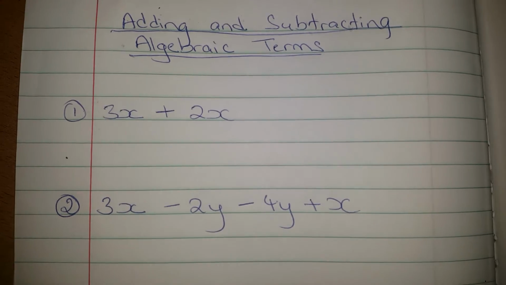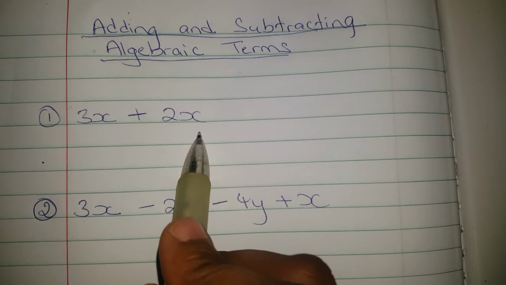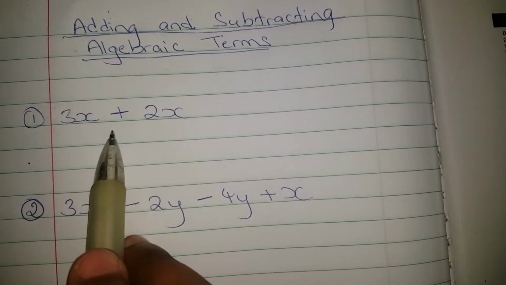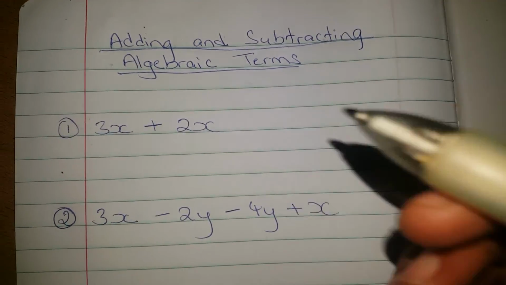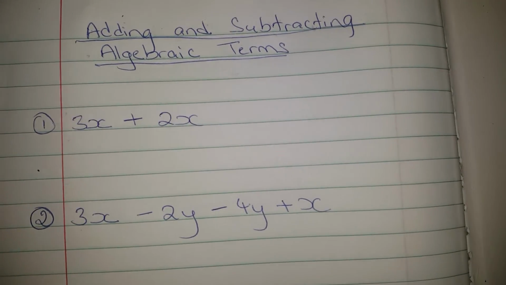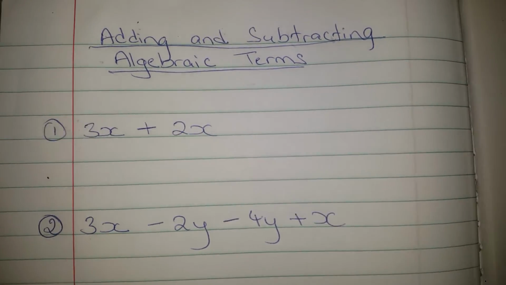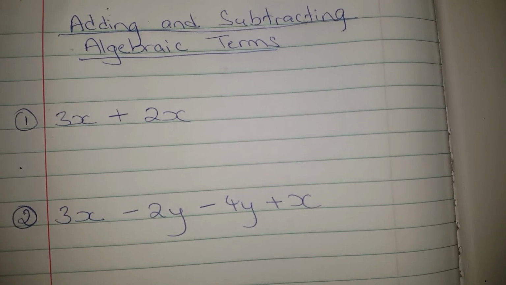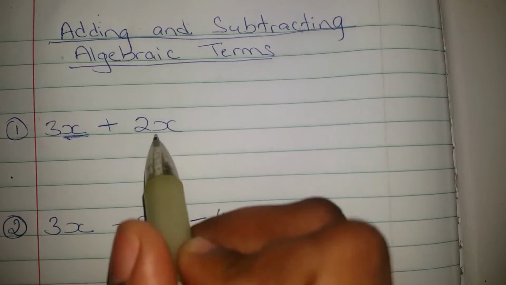Now we're going to look at our first question, 3x plus 2x. Given that we only have two terms joined by an operation, which in this case is addition or plus, we first have to identify if these are like terms. Like terms are when we have the same variable and the same power for those variables. So as long as they look exactly the same, then we can go ahead and use the operation that is present. In this case, we have x and x.